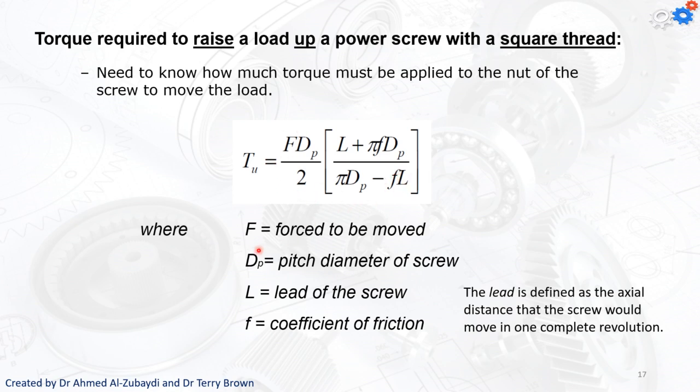The capital F is the force to be moved. The dp is the pitch diameter of the screw. The L is the lead of the screw, and the small f is the coefficient of friction. Once again, you have to remember that the lead is defined as the axial distance that the screw will move in one complete revolution, which is going to be equal to the pitch value. Right? So now we have everything we need to move to the next step.